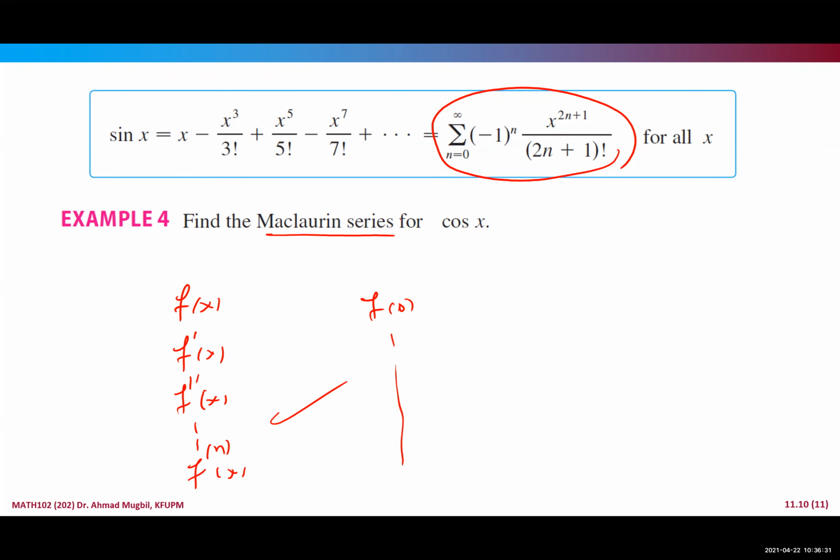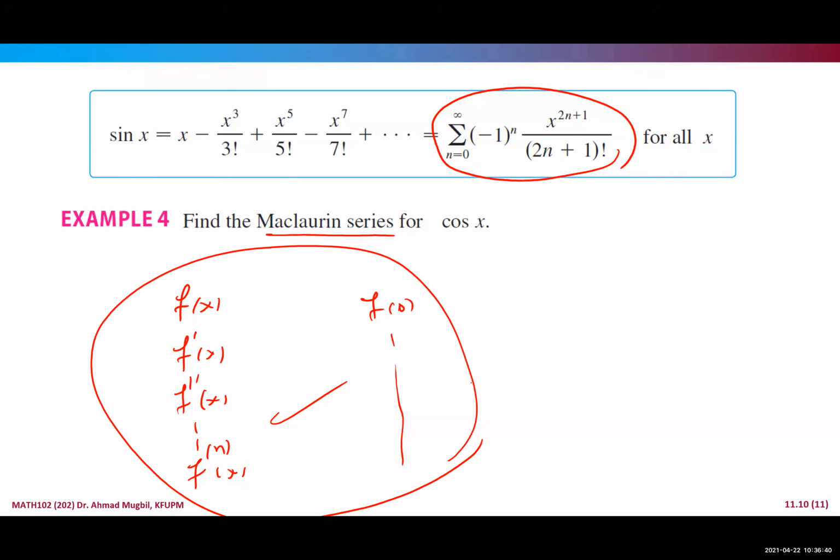What can we do, ya shabab? Ya Ziad, what do you think? What can we do to find cosine in a short way? Instead of doing this, we can do something, ya Ziad. What is it? Ziad? Are you here, Ziad? Is Ziad here, ya shabab, or not? Hamad al-Dail. Hamad, are you here? Yes, Hamad, what do you think? What can we do instead of finding all what we did in the previous example?